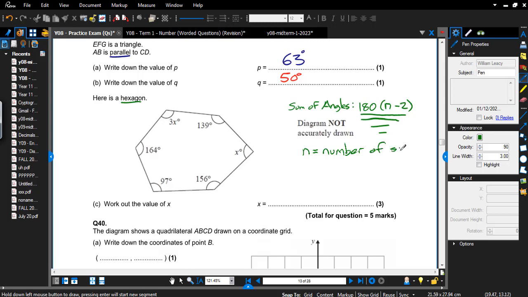Again, I don't think this is going to come up on yours. Highly doubt it, but who knows. N is the number of sides. We have, for a triangle, that would be 3. 3 minus 2 is 1. 1 times 180 is 180. Do all the angles inside the triangle add up to 180?